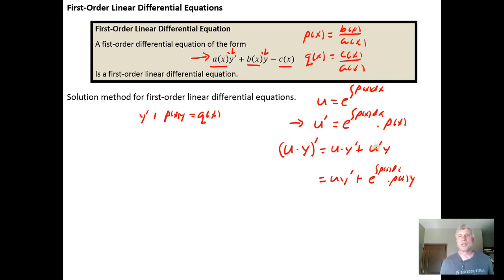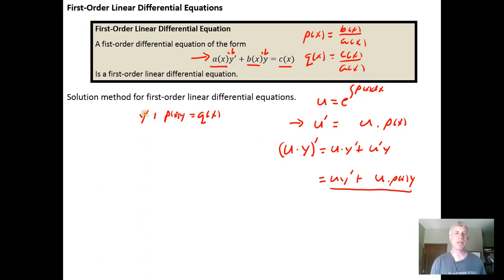So what we want to notice, on the other thing to note here, is that right here the e to the antiderivative of p of x dx is just u, right? U equals e to the antiderivative of p of x dx. So we could actually rewrite u prime as u times p of x, which right here would allow us to do u times p of x. So u y prime plus u times p of x y is the derivative of u times y.